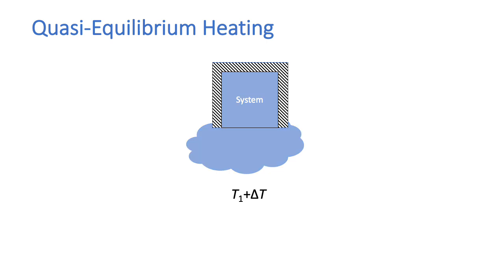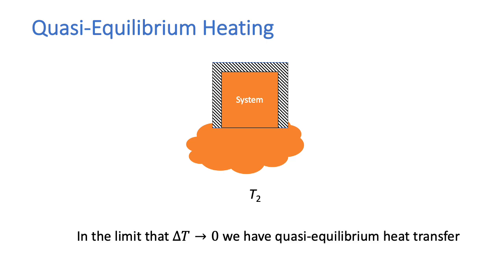Now we replace the thermal reservoir with the next one, which is at T1 plus delta T, and then the next one, and so on until we've reached temperature T2. So we've heated the system up from T1 to T2, and we've gone through a series of temperatures where each state is an equilibrium state where we could define the system temperature. In the limit that delta T goes to 0, we have quasi-equilibrium heat transfer.